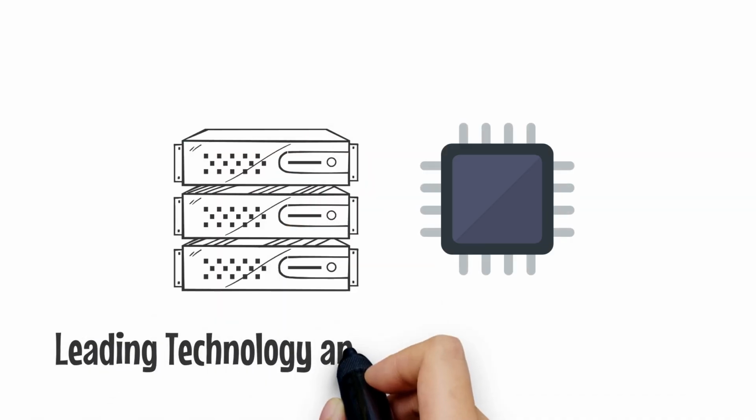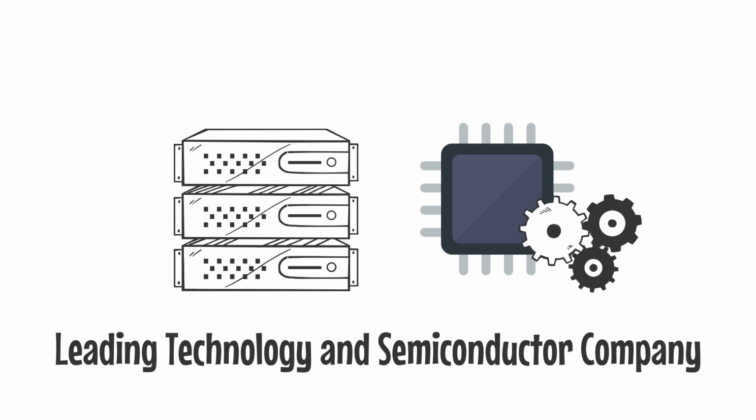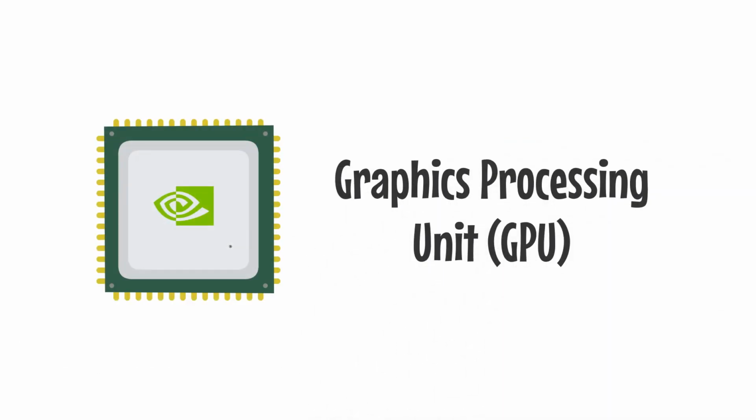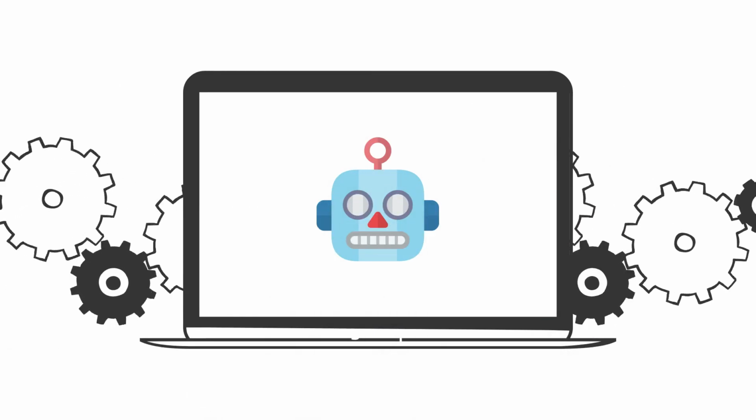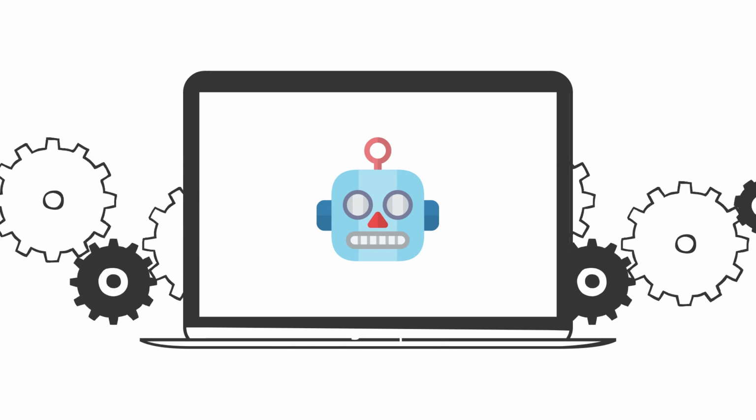Nvidia is a leading technology and semiconductor company known for creating powerful processors. It began by inventing the graphics processing unit, or GPU, originally for rendering images and videos. Today, its chips are also used for tasks like machine learning and artificial intelligence.